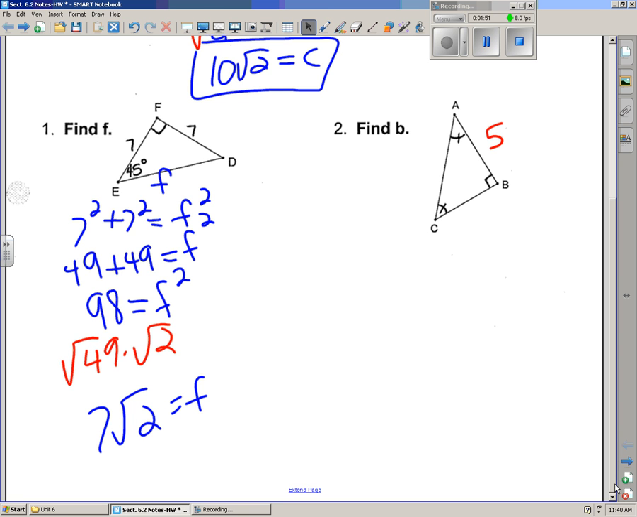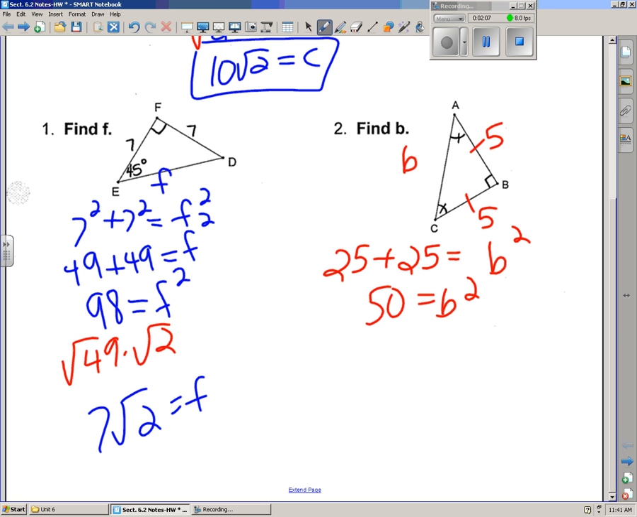On this side, if I know that one of these legs is 5, this other leg has to be 5. When I try to find B, I'm going to get 5 squared, or 25, plus 5 squared again, which is 25, equals B squared. 50 equals B squared. 50, I know, is just rad 25 rad 2, which means B is just 5 rad 2.